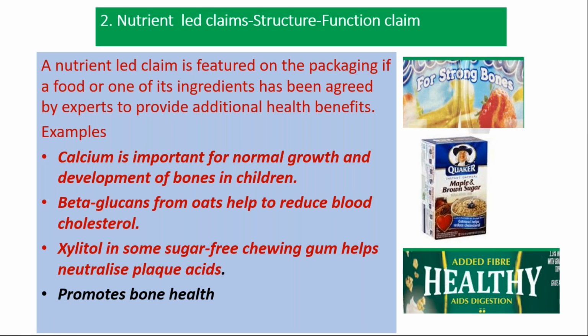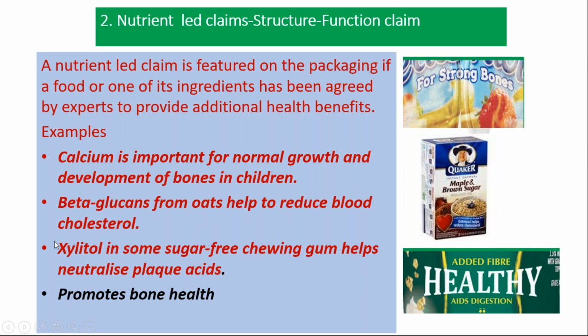The second type of claim is a nutrient-led claim. It is an intermediate between a nutrition claim and a health claim. It cannot be considered a health claim because it has not been tested with the product. So if the product contains calcium, you can use the claim calcium is important for normal growth and development of bones in children, or calcium is required to prevent osteoporosis. If you have oats, you can write beta glucans from oats help to reduce blood cholesterol.